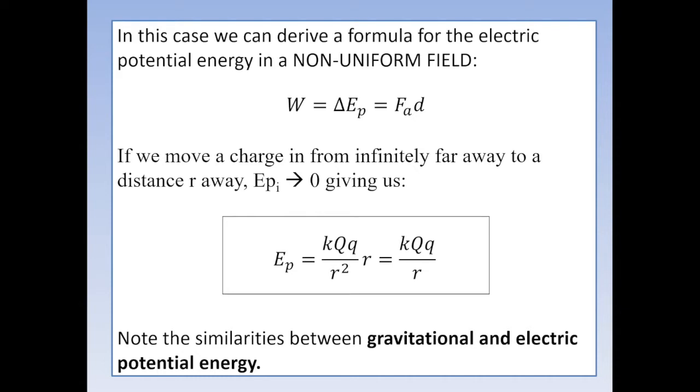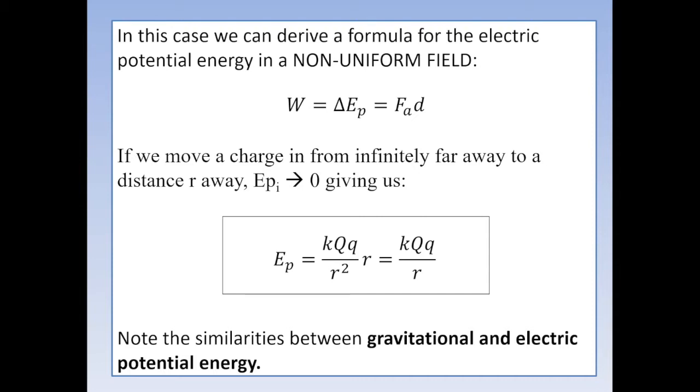Now, some of you may be asking, well, where did the delta go? Well, in this case, we're going to imagine that we take a charge and we move it from infinitely far away so that there is no initial potential energy present. We've done this in the past with gravitational potential energy when we talked about things like an asteroid moving in from infinitely far away. The idea behind this is the charge is so far away that there is no interaction between it and the field produced by the field producing charge.